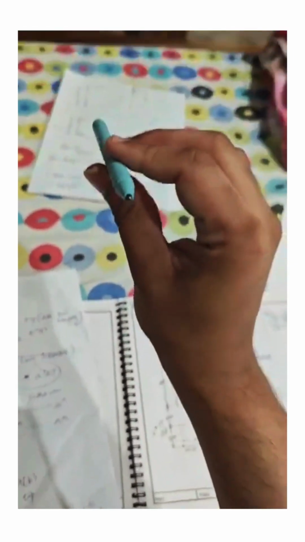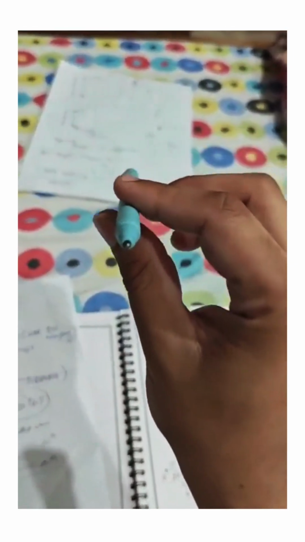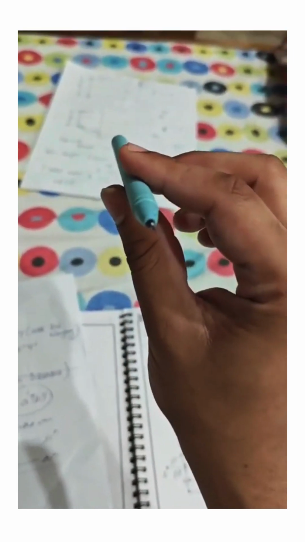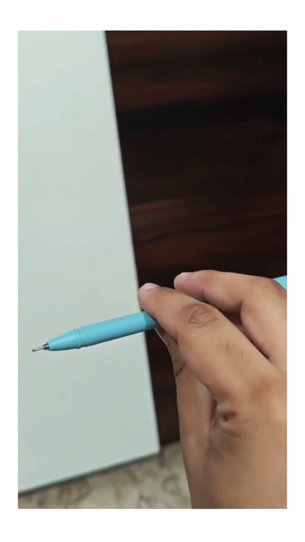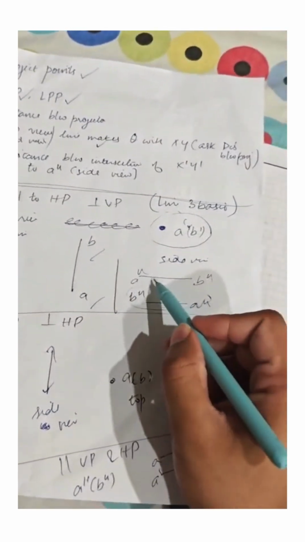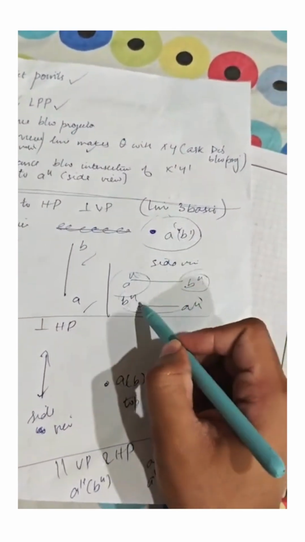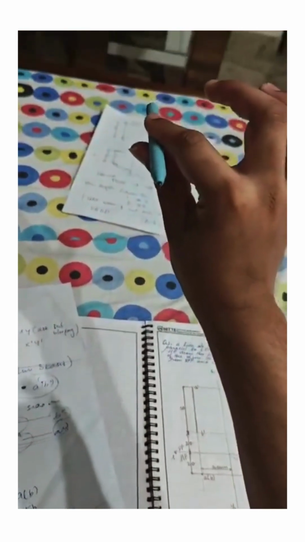Now if I'm trying to look at the side view, I can see both from RPP and LPP. For RPP we got this side, so this is my side view from RPP. And what am I going to notice? I'm going to notice B dash and A dash. But if I'm doing LPP, I got this side, I'm going to notice A double dash and B double dash, and B double dash and A double dash. So this is when the line is parallel to HP.